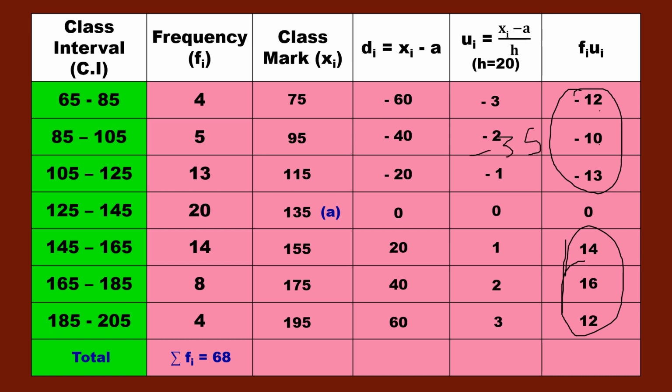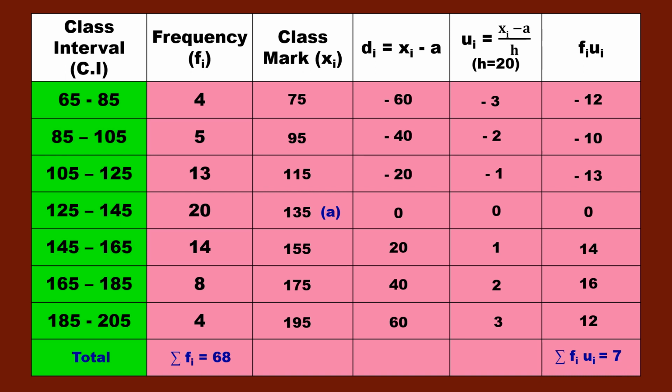Now next, 14 plus 16 plus 12. Here 10 plus 2 is 12. Now 3 plus 1 is 4. So it is 42. So 42 minus 35 is plus 7. The bigger number is 42, and that gives you the sign. So it gives us plus 7.